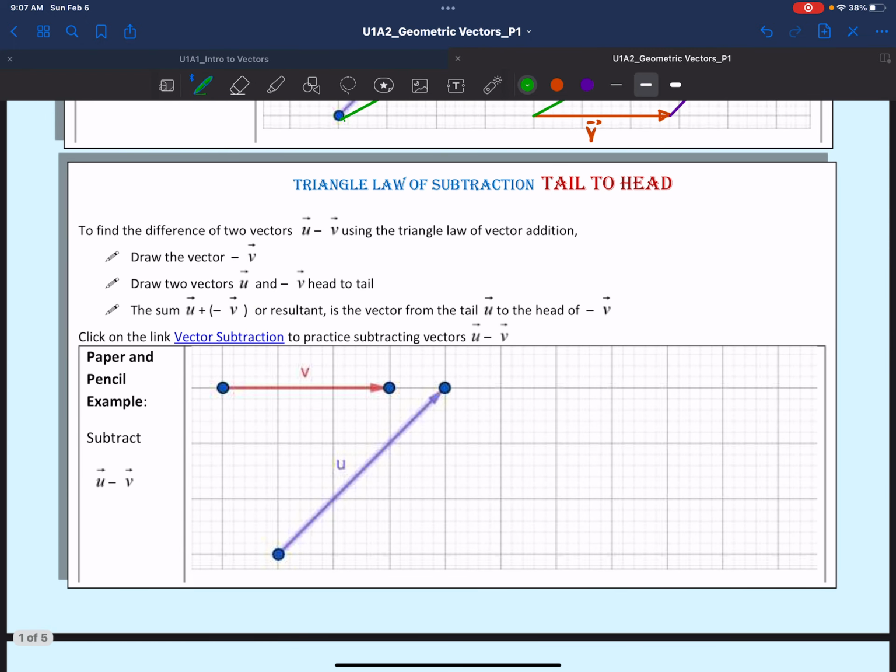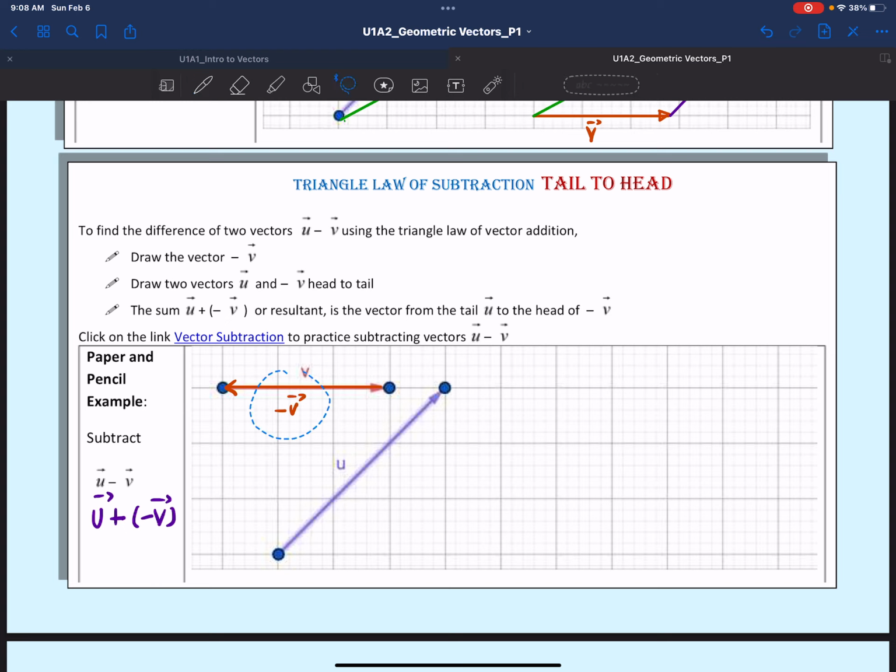Now, in a similar way, we're going to learn how to subtract two vectors. There is only one little extra step that we need to follow here. So if we are finding the difference u minus v, we want to do this as the sum u plus negative v. Therefore, we're going to start off by drawing the vector negative v first. So if this is vector v, vector negative v will be the exact same but pointing in the opposite direction. So let me draw this here. This would be vector negative v.